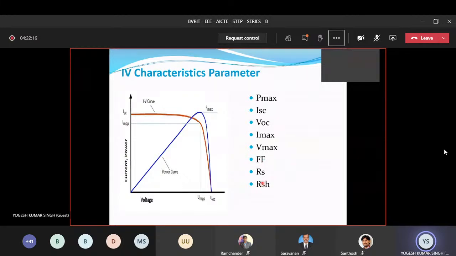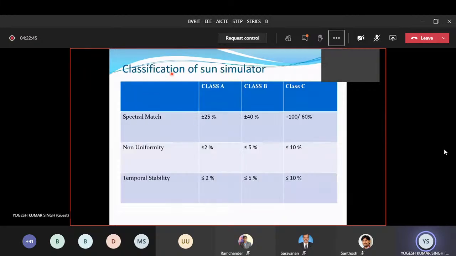Then you have the series resistance and the shunt resistance. The value which comes in the current aspect depends on the series resistance. And when we talk about the voltage, that is related to the shunt resistance parameter. So whenever you do any IV characteristic of a module, all these parameters are important to consider for the output. Now, when we talk about the sun simulator, where we take the IV characteristic, basically there are three different types of sun simulator.